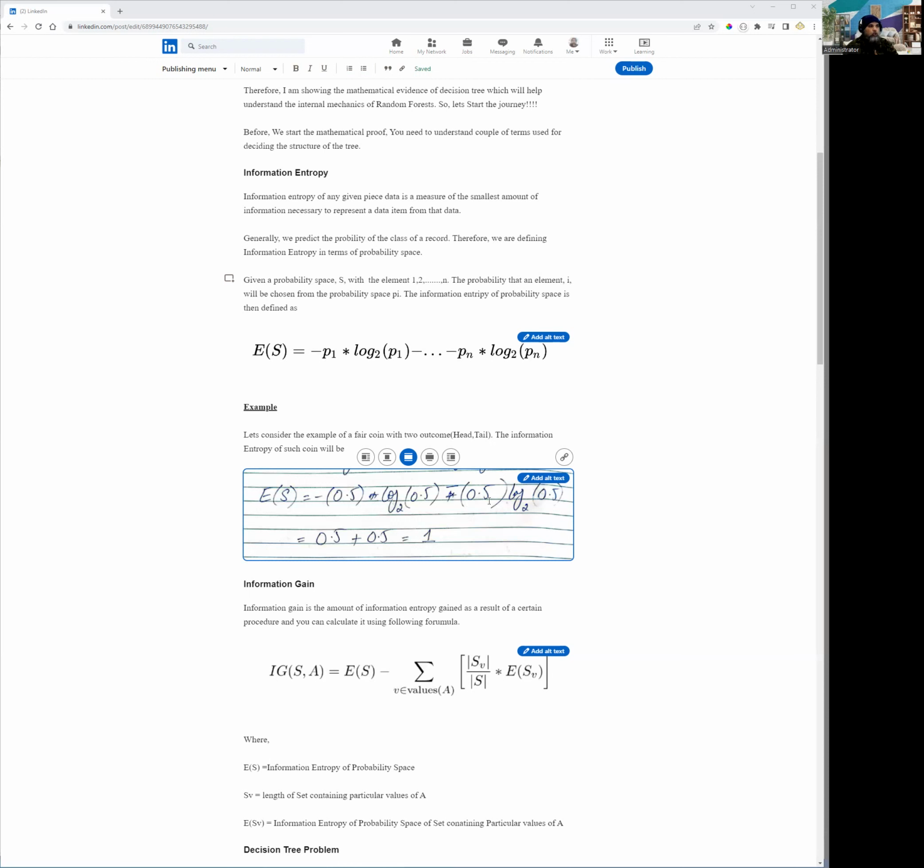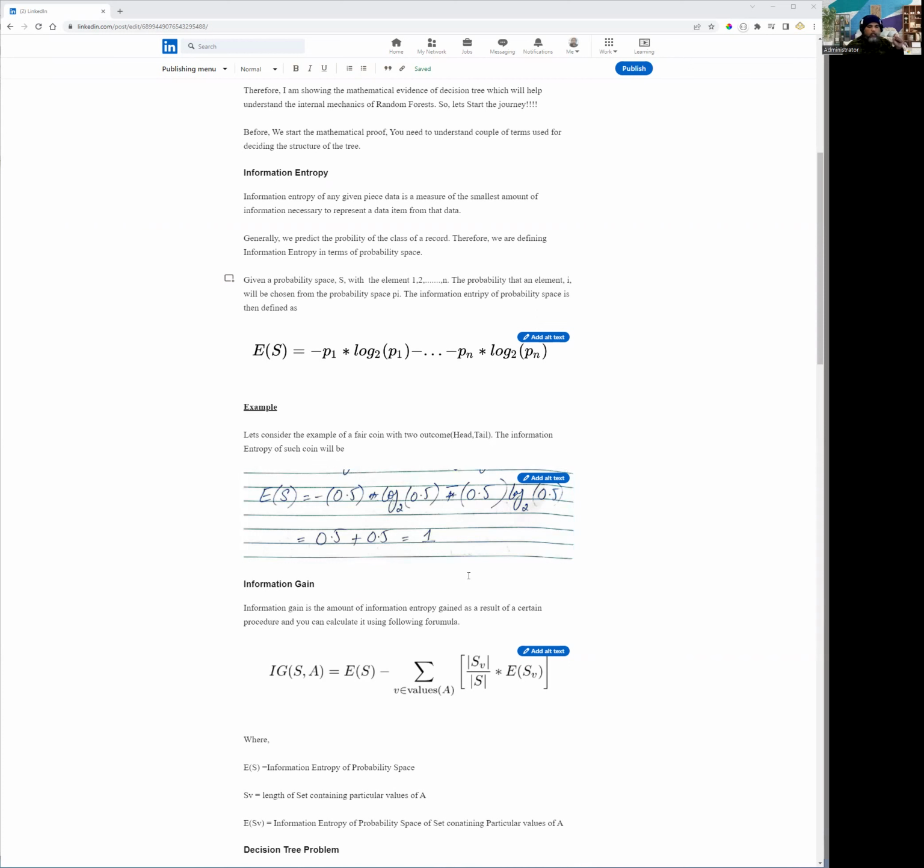Then they constitute equal to, if you calculate the log, it's going to change the sign, because log 2 of 0.5 is going to be -1. Different calculators provide slightly different values, but if you round the value, it's going to be -1, and -1 multiplied by 0.5 is going to give you 0.5. So you can see the total information entropy of the full probability space is going to be equal to 1.